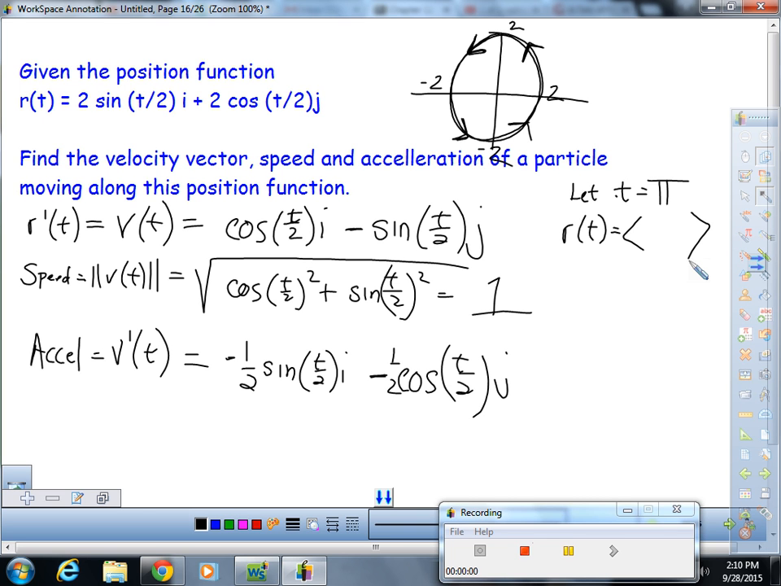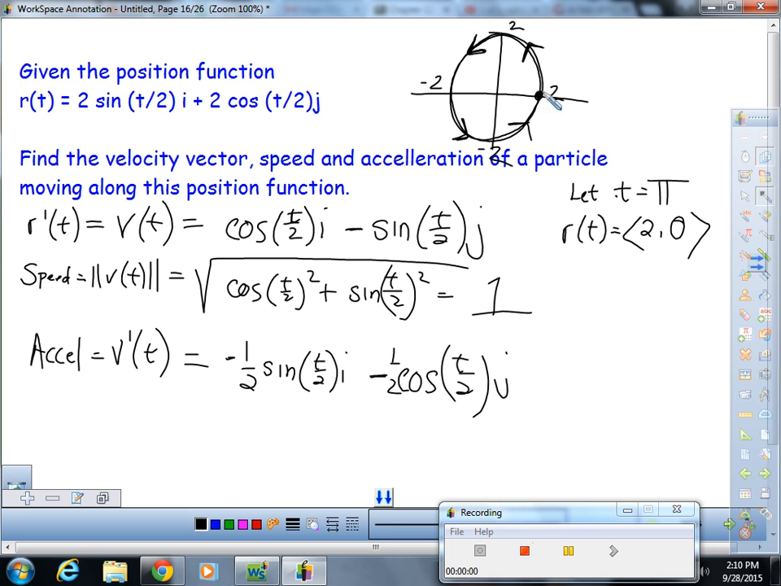Sine of pi over 2 is 1, so that's going to be 2i. 2 times the cosine of pi over 2. Cosine of pi over 2 is 0, right? That's good. That's what we got. I hate it when this happens. Look, they got sine as their i and cosine as their j, and that throws me off because it's not what we're used to seeing. Okay? So that would be right. R of t would be 2 comma 0.